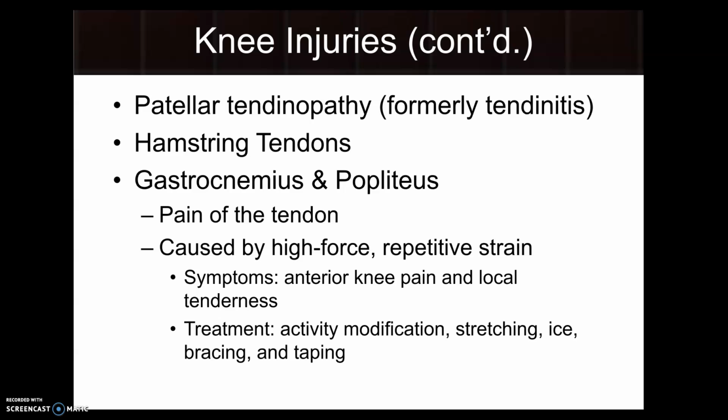Tendinopathy can happen in the patellar tendon, hamstrings, gastroc, popliteus. It's pain in the tendon, and so it's caused by repetitive high force strain. You're going to have tenderness to palpation at the tendinous junction, musculotendinous junction, or even up into the muscle in some instances. Activity modification, stretching, ice, bracing, and taping are all treatment plans for knee tendinopathy.